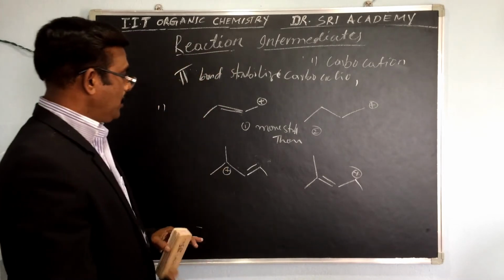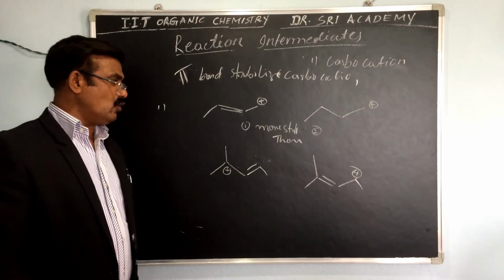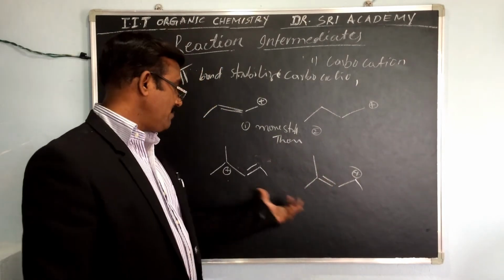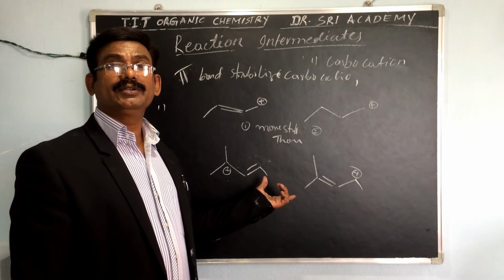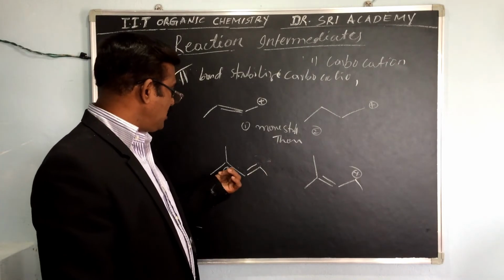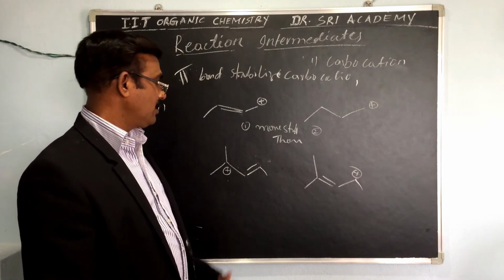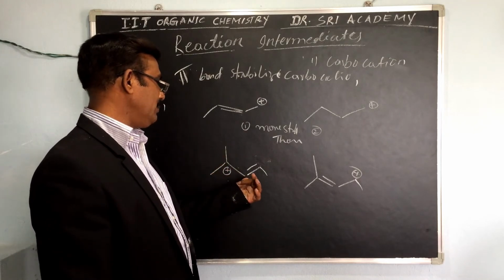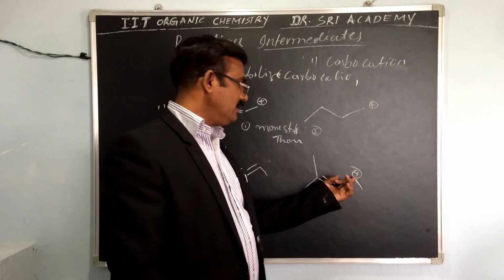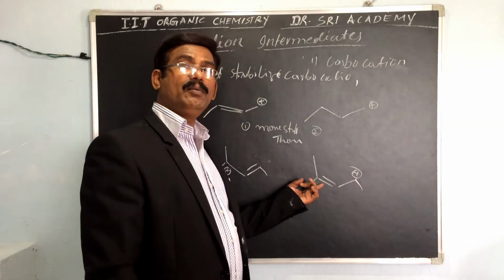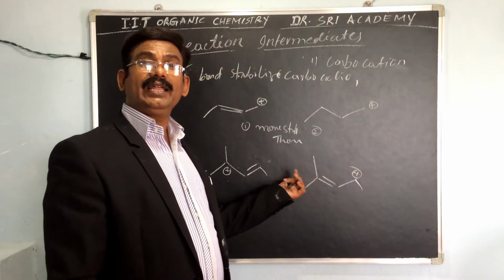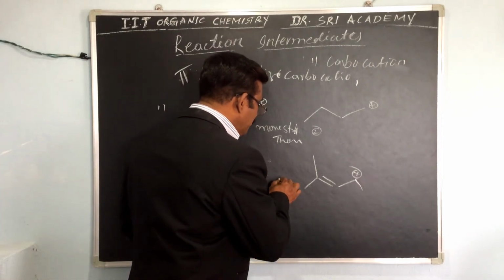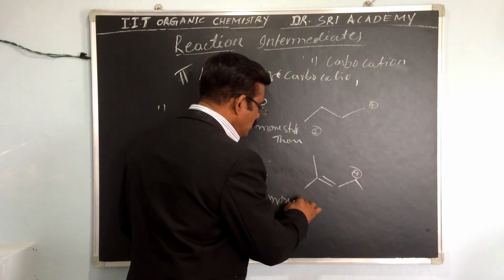So, tell me which one is more stable, either this one or this one. This type of question will be asked in the examination. So see here, where is the double bond? Here the carbocation contains two methyl groups and the pi bond is also there. Here there is only one methyl group, and this is the double bond. So definitely the first one is more stable than this one.